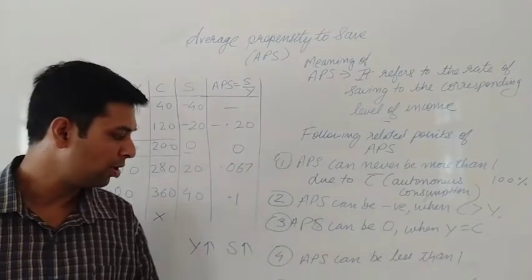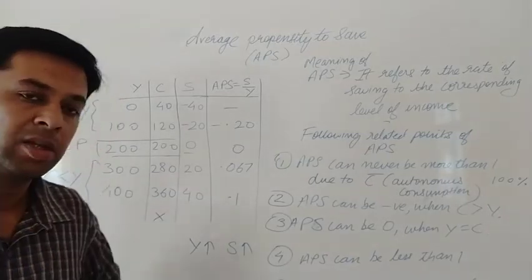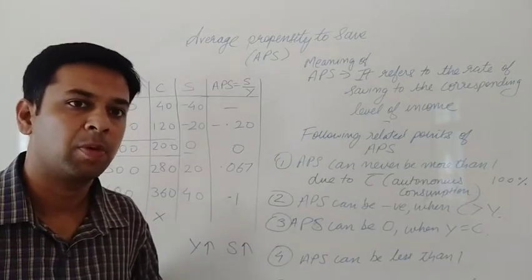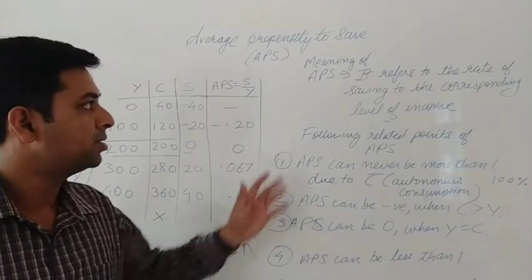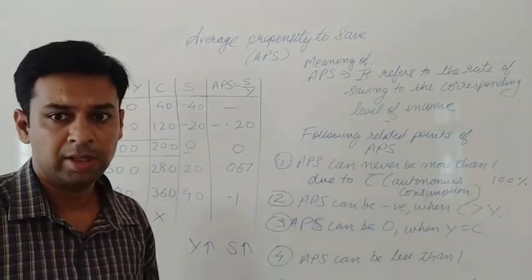So these four or five points are related to APS. You can write this in the answer. They will be asking a question like, what do you understand by average propensity to save? So this is the answer: meaning, diagram, schedule and these points. Just note it down.